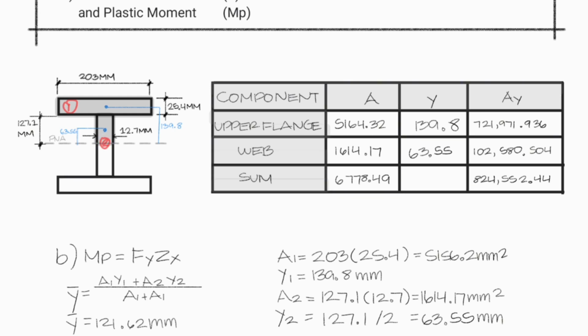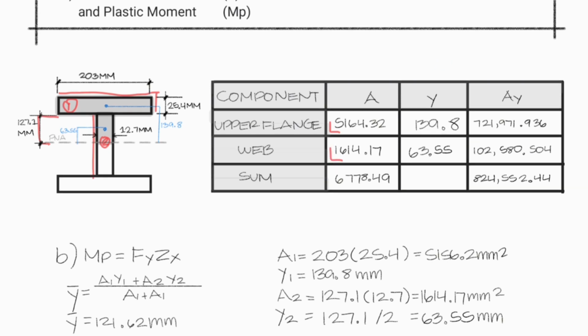So the first thing that we need to do is once again find the area. With a base of 203 and a height of 25.4, we once again have this answer, and a web with a base of 12.7 multiplied by, since it is cut in half, a value of 127.1 with an answer of this. Now get the summation of both areas and we get this answer.